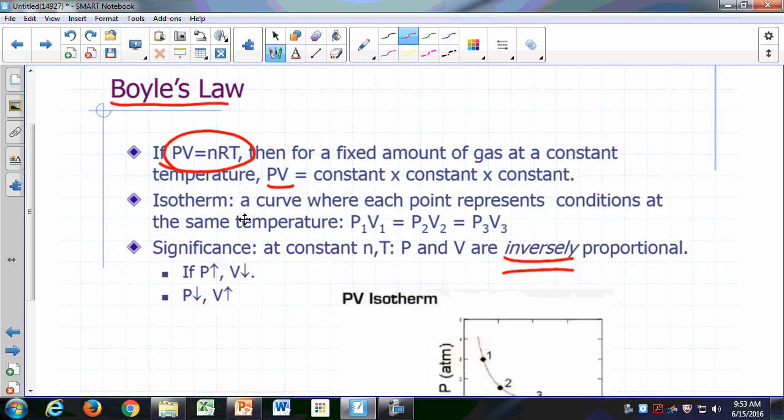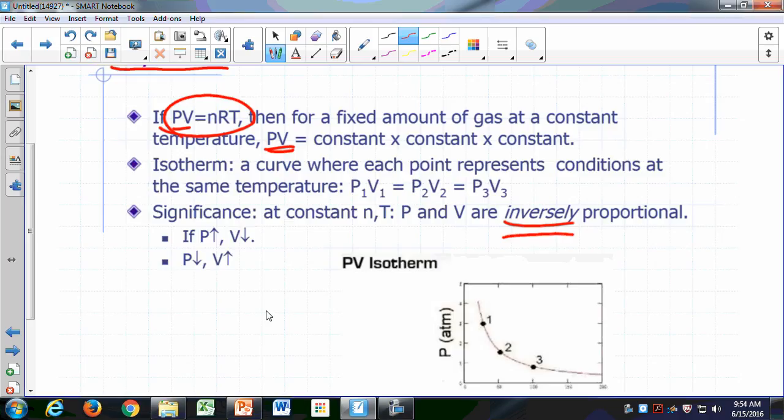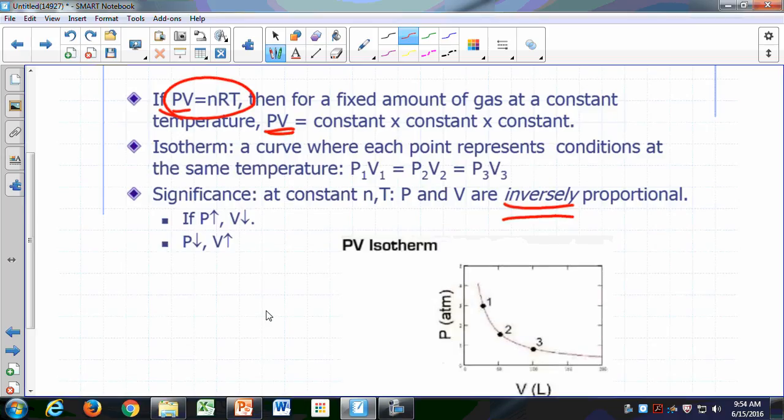Because if you were to hold the temperature of a fixed amount of gas constant, then you can see that pressure times volume is going to be a constant. So what does it mean when it's inversely proportional? Basically, it says if the pressure goes up, then the volume has to come down.